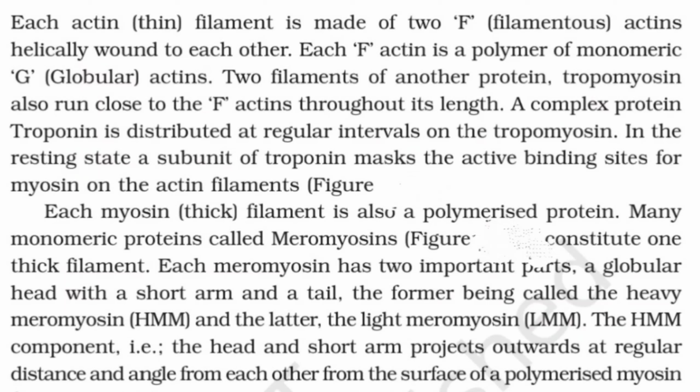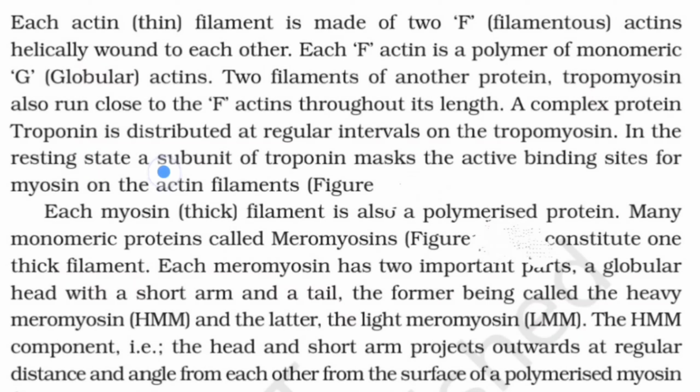Yes, the tropomyosin does have the binding site for the myosin, but it doesn't mean that the tropomyosin is present on the myosin. It's present on the actin. And it also runs close to the F actin throughout its length. We'll be going through the diagrammatic representation. Now, another complex protein is called troponin. The third protein in the actin, troponin, is distributed at regular intervals on the tropomyosin.